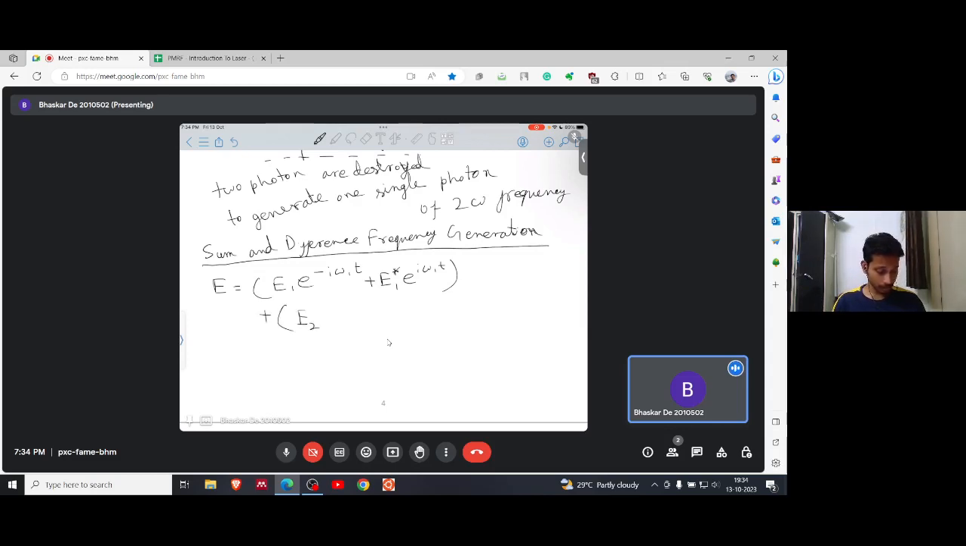Plus E1 e to the power minus i omega 1 t and plus E1 star e to the power i omega 1 t plus E2 e to the power minus i omega 2 t plus E2 star e to the power i omega 2 t.